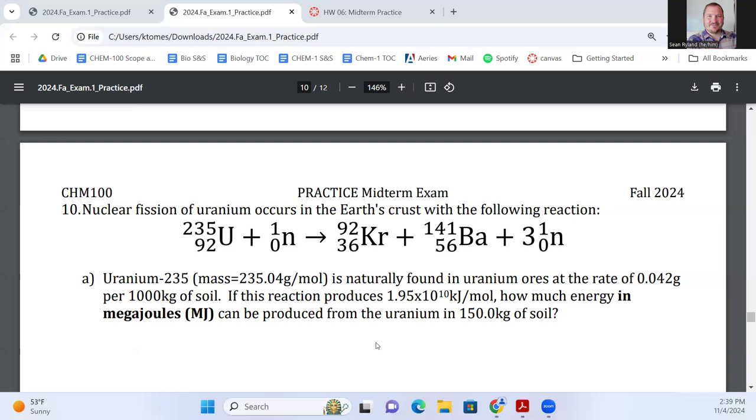Fun fact about uranium: uranium is actually pretty uniformly distributed through the Earth's crust. There's not actually uranium-rich areas for the most part. There are small amounts of uranium present in pretty much all of the Earth's crust.